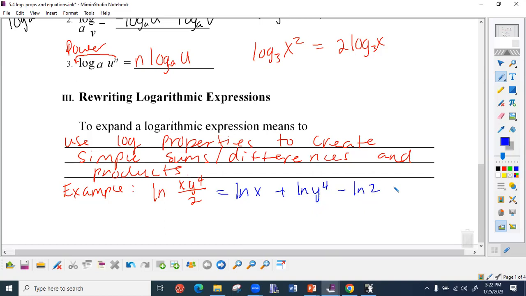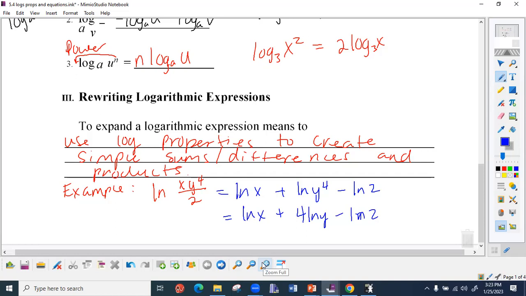Then after you've expanded, you apply your power property. The power property applies to which term only? The y. So our final answer would be the natural log of x plus 4 natural log of y minus natural log of 2. What this enables you to do is that if someone tells you the value of y, I can simplify really quick. If someone tells you the value of x, I can simplify it really quick. It breaks it down so that it's in an easier format for me to evaluate. That's it. That's expanding.